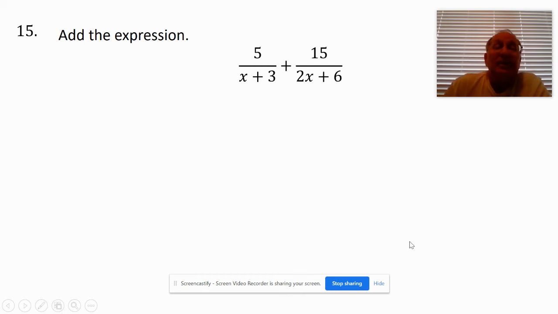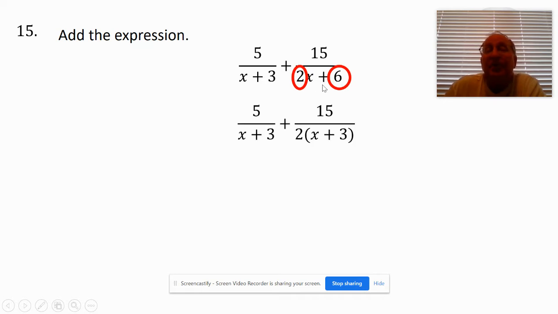Okay, we're going to show you how to add some rational expressions. In order to add these rational expressions, you have to have a common denominator. So the first thing I'm going to do is factor. I'm going to factor that, and I see a 2 goes into each of these. So I know that I can factor out a 2, which is 2 times x plus 3. And that's great because I already have an x plus 3 here.